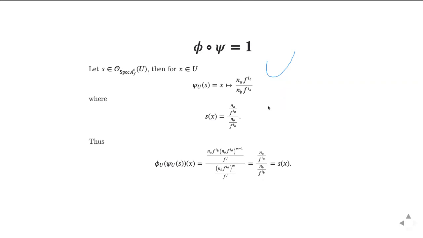And finally, if we have a section on U, then just a reminder, phi_U of s sends x to this fraction, where s of x is this fraction. Then just by unfolding the definitions, we can see phi_U of psi_U of s of x is this double fraction. And just by checking the double equality, you can see that this double fraction will end up being just s of x. So this is how we construct Proj as a scheme.